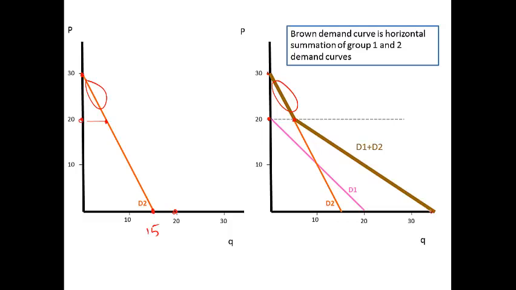Now, what would this point over here be? Well, it should be the sum of the 15, which is where demand curve 2 hits the quantity axis, and the 20, where demand curve 1 hits the quantity axis, and indeed, it's 35. So you can see this visually. We'll do it mathematically in a moment.